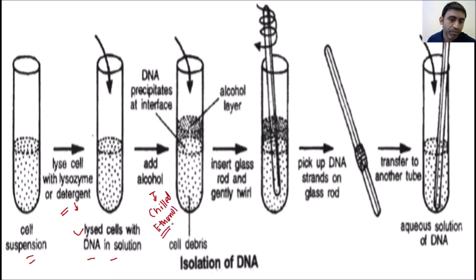Chilled ethanol. Then we can see the cell debris, the mass of cells and the alcohol layer. Insert a glass rod and gently twirl. It means if fibers are there and we rotate it, the threads of DNA are going to wind around that glass rod. So pick up the DNA strands with the glass rod and transfer them into another tube in the aqueous solution of DNA.